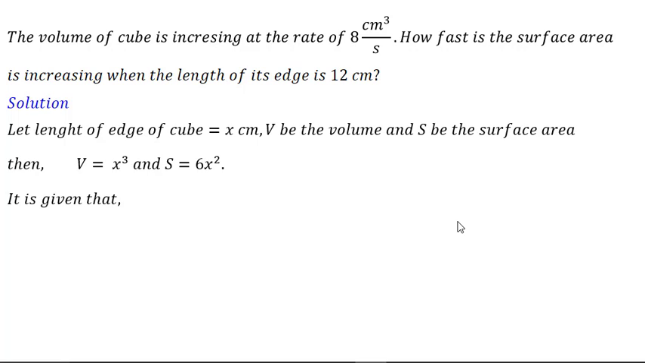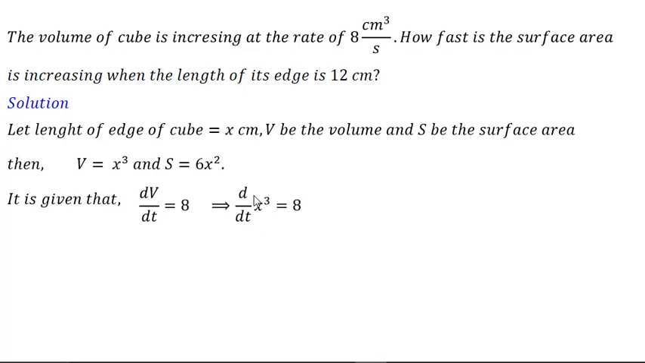Now what is given? We have given dV/dt. You can see here it is 8 cm cube per second. So per unit time there is a change in volume by 8 cm cube. So dV/dt is given as 8, and what we have to find? We have to find dS/dt. Now this dV/dt equal to 8 gives me d/dt of x cube, as volume is x cube.